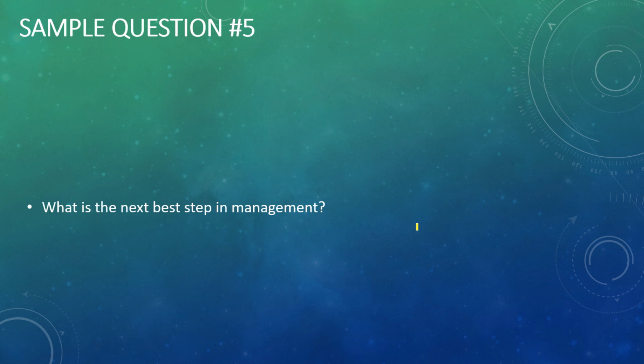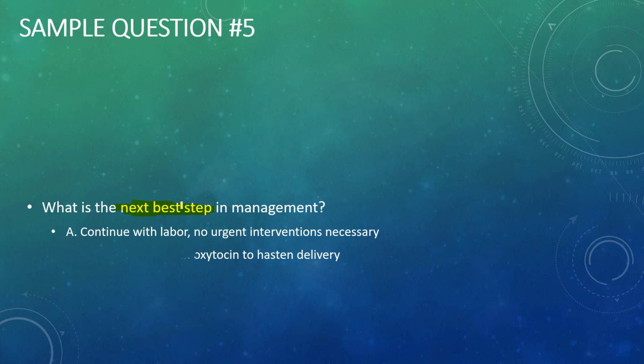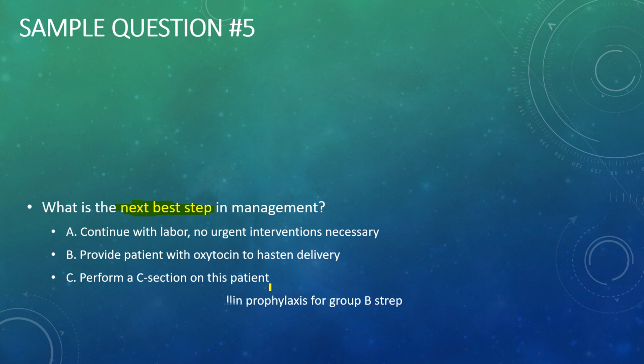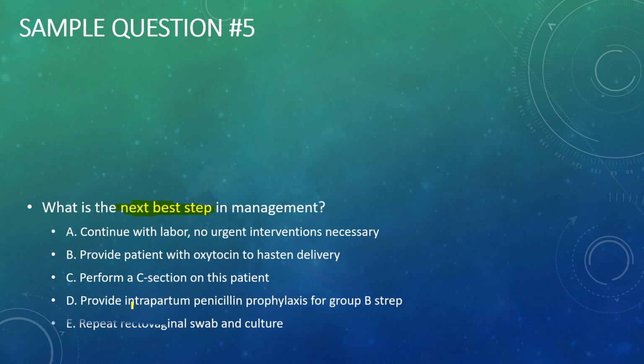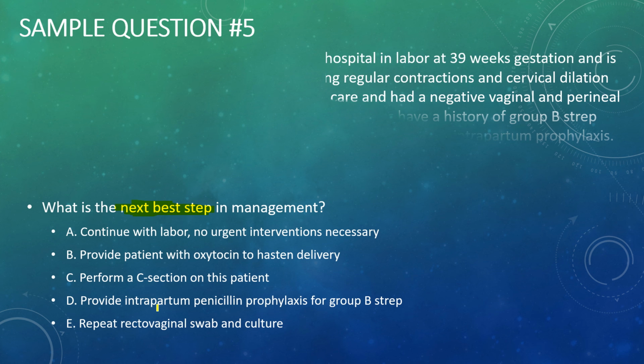So now let's talk about a sample question. What is the next best step in management? Continue with labor, no urgent interventions necessary. Provide patients with oxytocin to hasten delivery. Perform a C-section on this patient. Provide intrapartum penicillin prophylaxis. Or do a rectovaginal swab and culture.